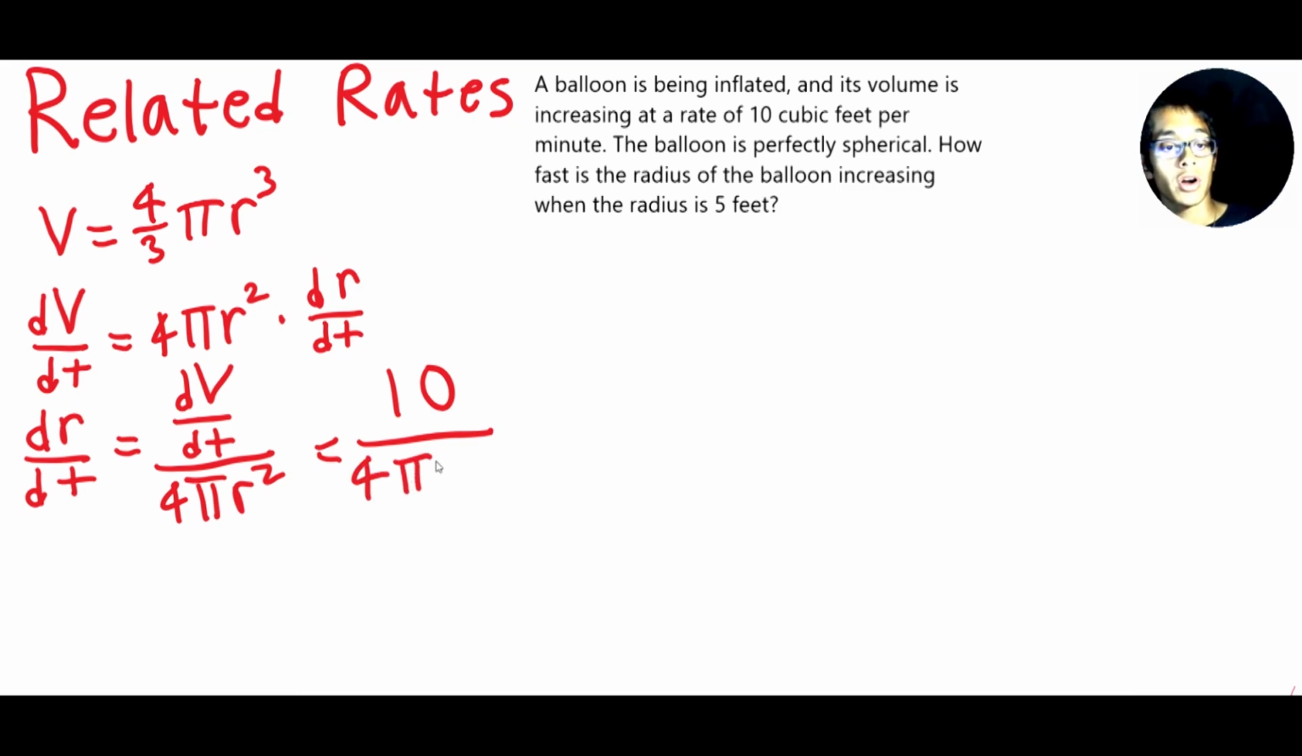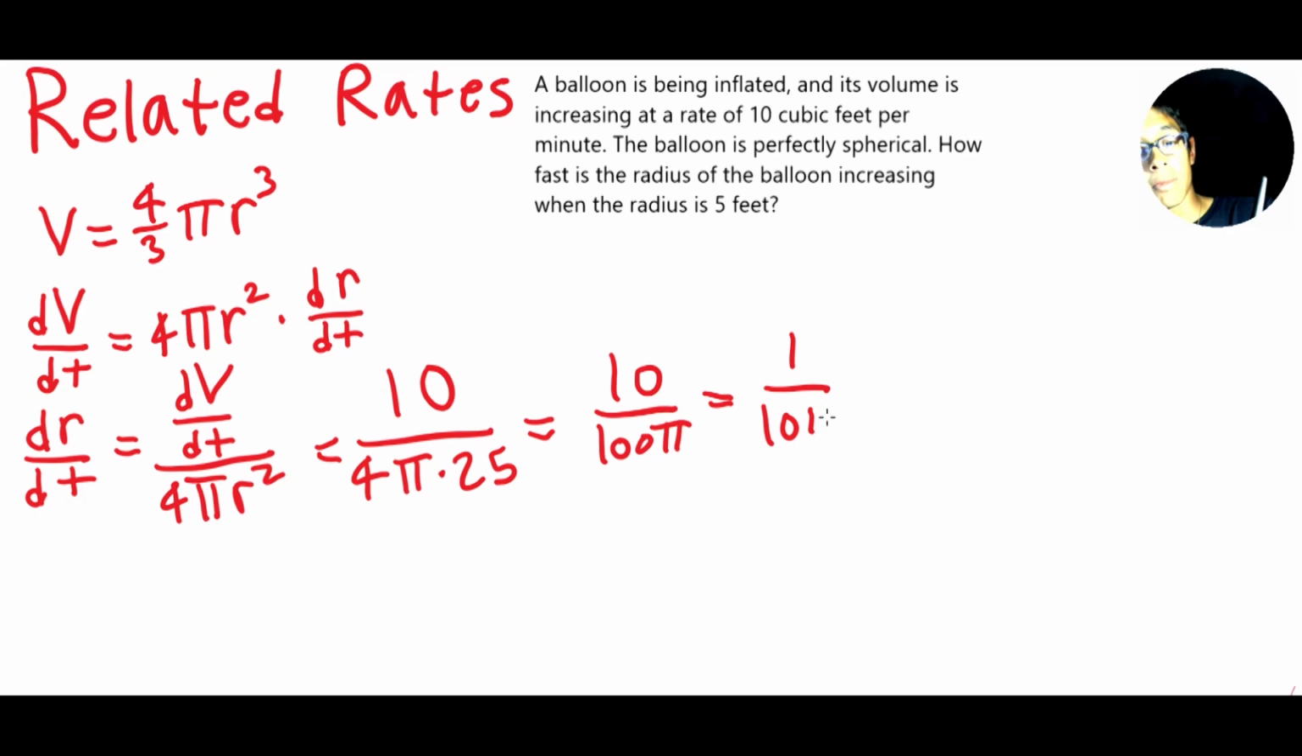And what is r? r is 5. So r squared is going to be 25. So what do we get? We end up with 10 over 100 pi. So our final answer is 1 over 10 pi.